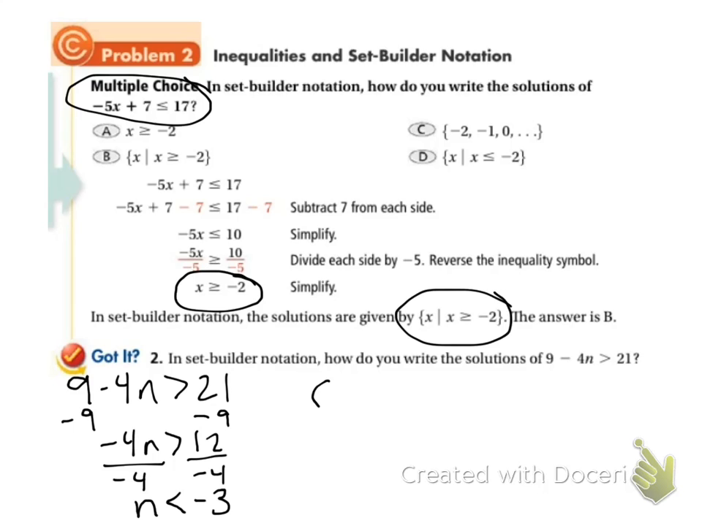So now in my set builder notation, the first thing I need to do is write the letter that I'm using. So I'm using n. And I put my line, my such that line, and then I write my inequality. So if I were to say this out loud, this says n such that n is less than -3.